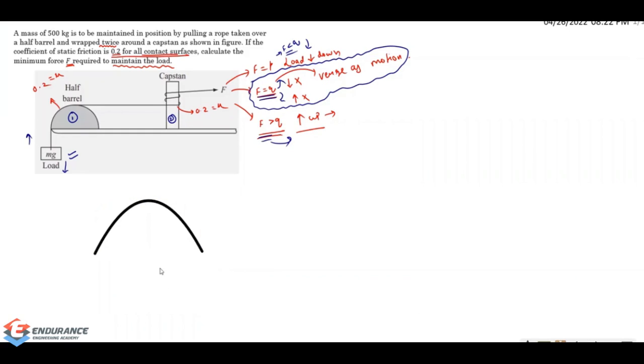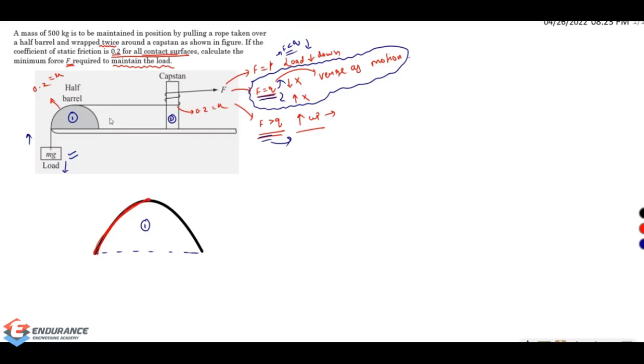Okay, so this is the half barrel, which I'm taking as one. Anyway, I will explain it; you don't have to worry. Here the rope is wrapped over only some part of the half barrel. From this top position until here only the rope is wrapped, not over the complete sphere, only over this part.